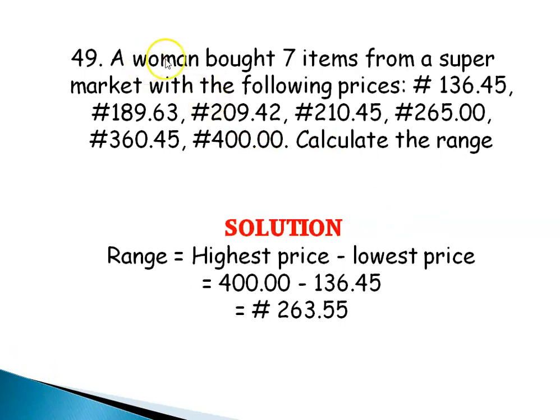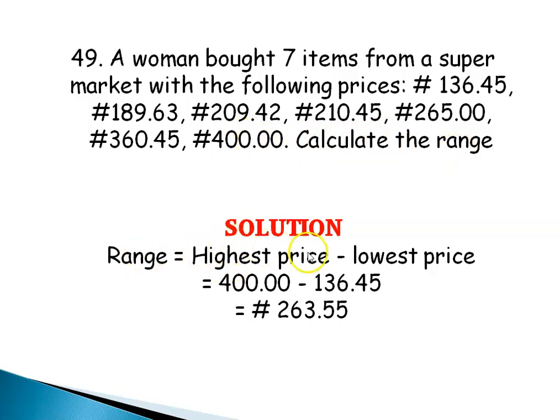Question 49. A woman bought 7 items from a supermarket with the following prices: 137.45 naira, 136.45 naira, sorry about that, 189.63 naira, 209.42 naira, 210.45 naira, 265.00 naira, 360.45 naira, 400.00 naira. Calculate the range.